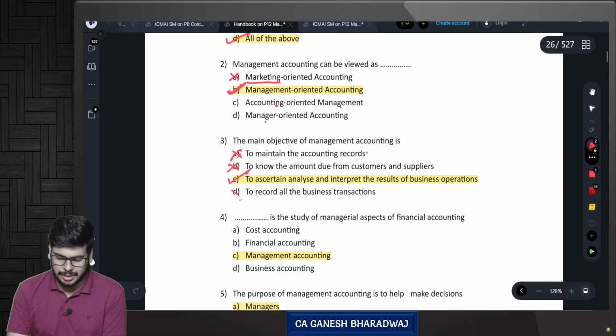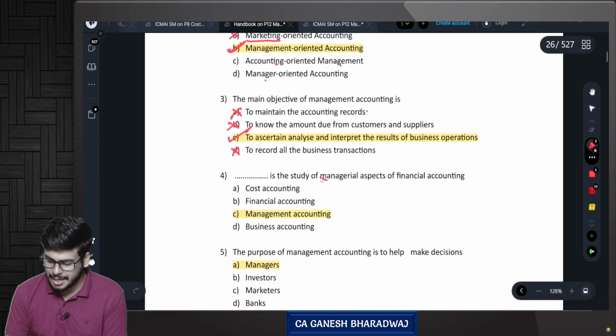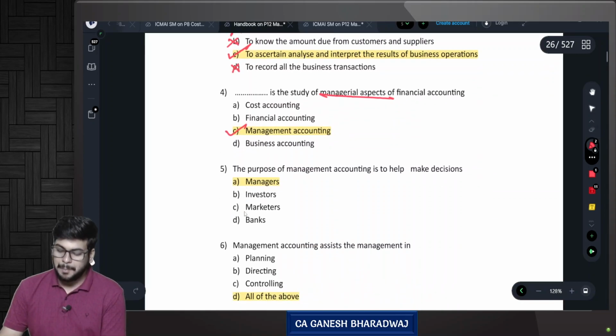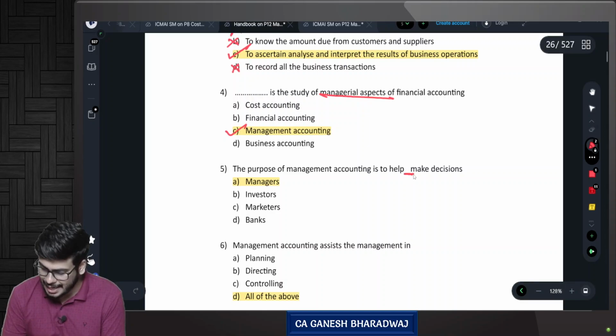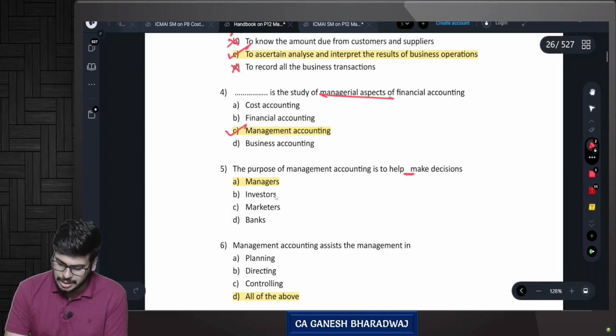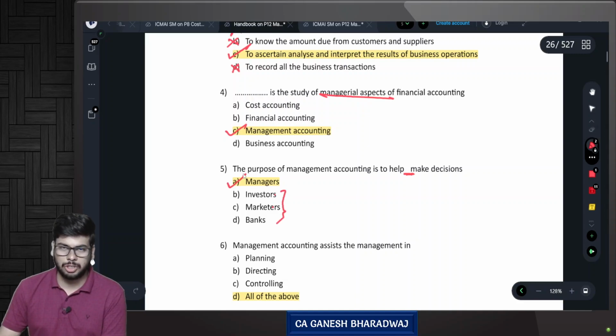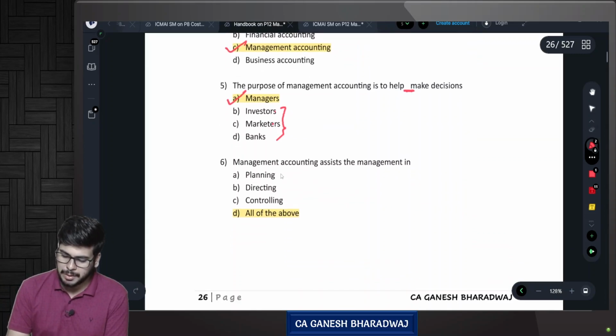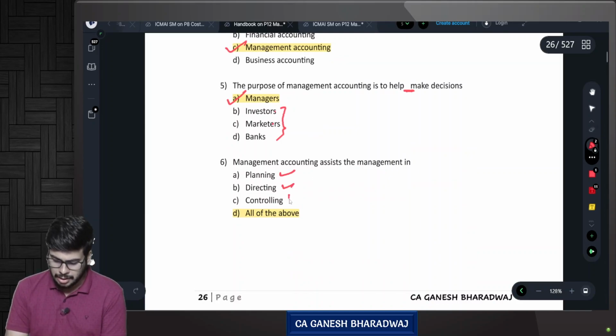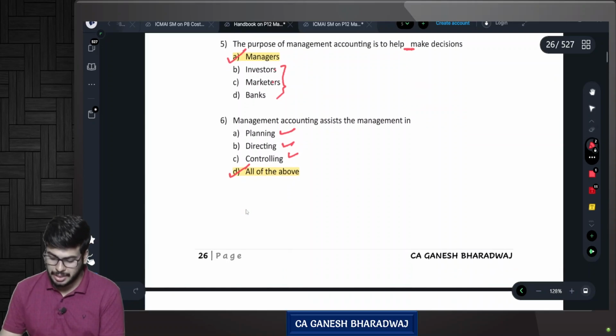To record all business transactions. Absolutely not. That is also not the objective. Dash is the study of managerial aspects of financial accounting. It's management accounting that is that study. The purpose of management accounting is to help dash to take decisions. Managers, investors, marketers, banks. Obviously, the other three are all outsiders to the company. It's about managers, internal people, or the top boss, managing directors, also called managers. Fine. Management accounting assists the management in planning, yes. Directing, yes. Controlling, yes. All of the above should be the answer. Clear? Some easy questions have been given here.